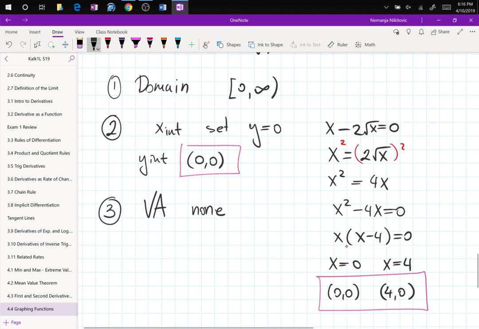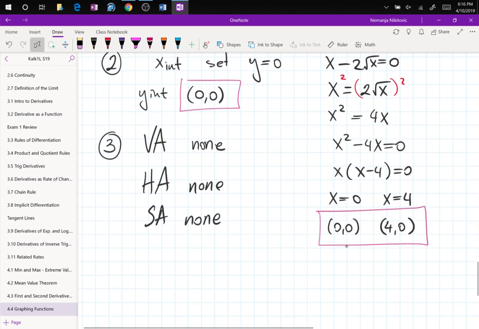None. None. No asymptotes of any kind, because you are dealing with the square root, which is a radical function, and a polynomial x. So they don't have any asymptotes.